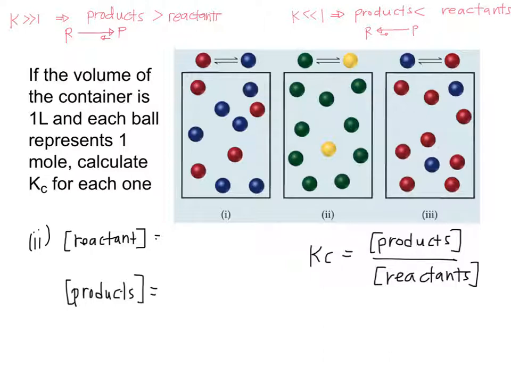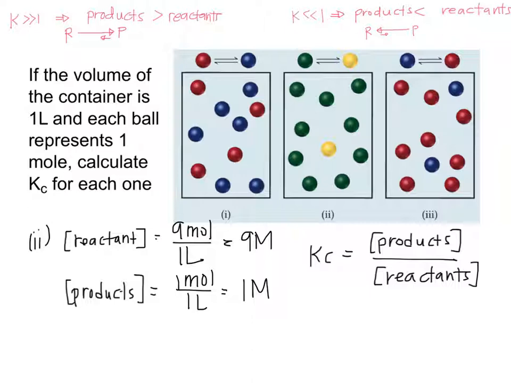For number 2, we're going to go ahead and count the reactants. 1, 2, 3, 4, 5, 6, 7, 8, 9 moles per 1 liter, which means that it is 9 molar. For the products, there's only 1 yellow, so it's 1 mole over 1 liter, which means it's a 1 molar product. And so if we plug this into determining Kc, you will have 1 divided by 9, which is equal to 0.11. Now this is less than 1, so this definitely shows us that there is a favor of the reactants going to the products.